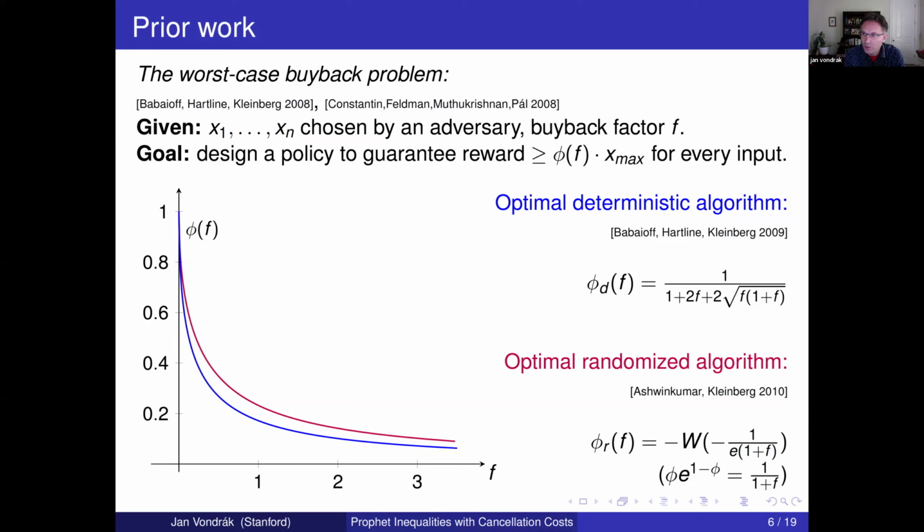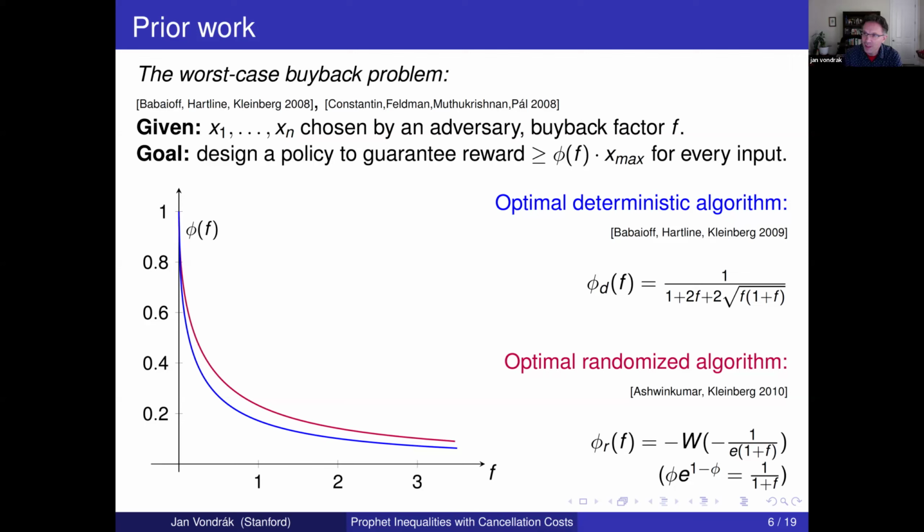And quite remarkably, these papers identified the exact optimal curve as a function of f, which tells you what is the optimal factor that you can achieve in this setting. So the curves look like this. There are two curves. The blue one is for deterministic algorithms, and the purple one is for randomized algorithms. It's some pretty non-trivial answer in both cases. But the curve looks qualitatively like what you would expect.